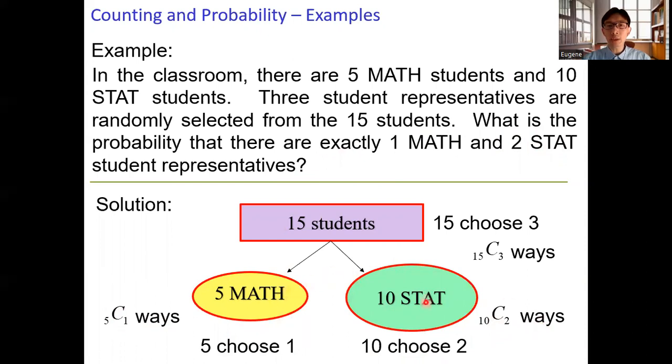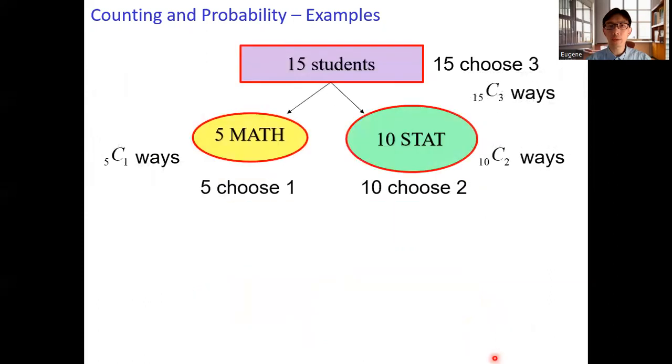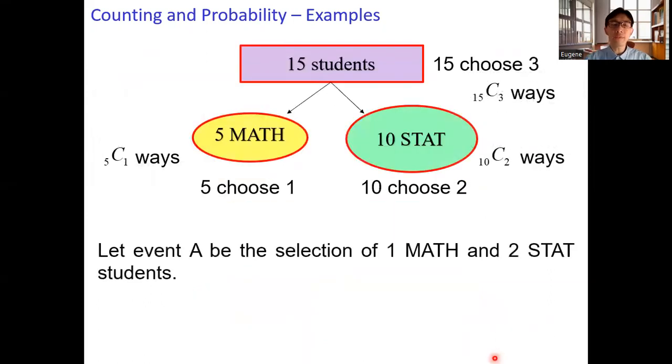The math and the stat students can be regarded as 2 different subsets. So we can adopt the multiplicative rule to calculate in how many ways we can choose exactly 1 math student and 2 stat students as representatives. Here, let event A be the selection of 1 math and 2 stat students. So the probability of A is equal to 5C1 times 10C2 divided by 15C3.